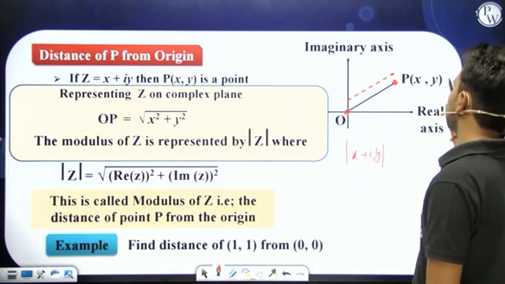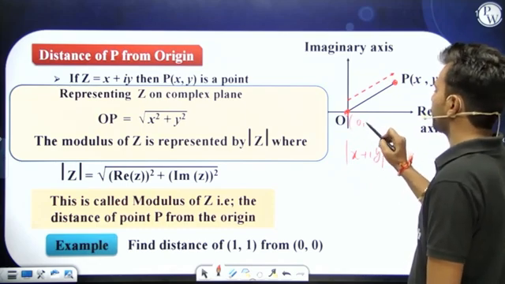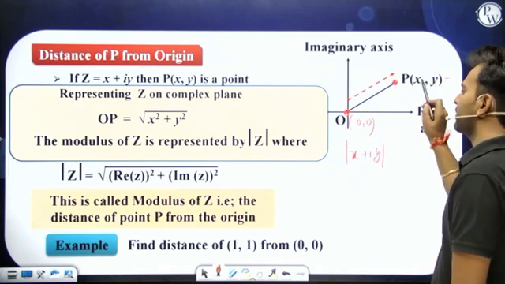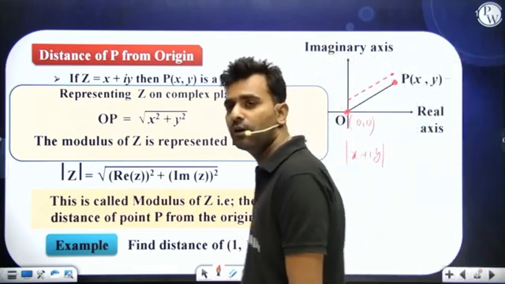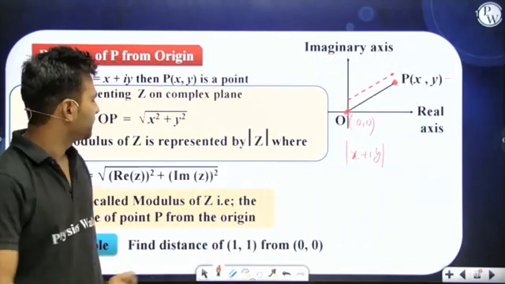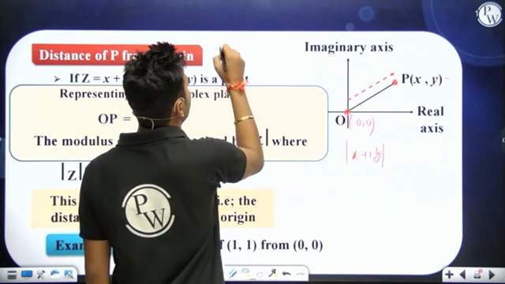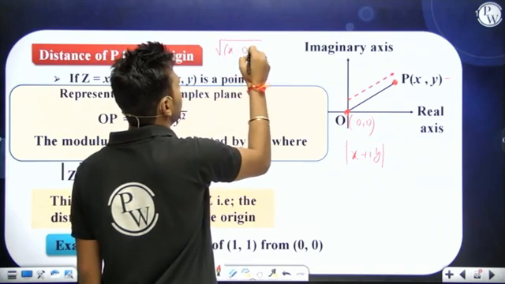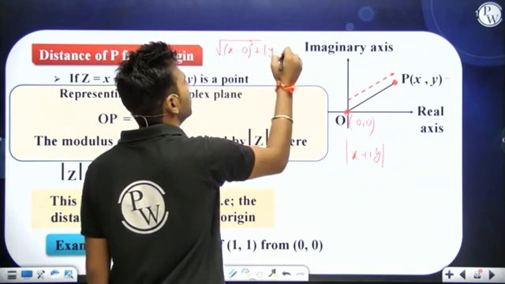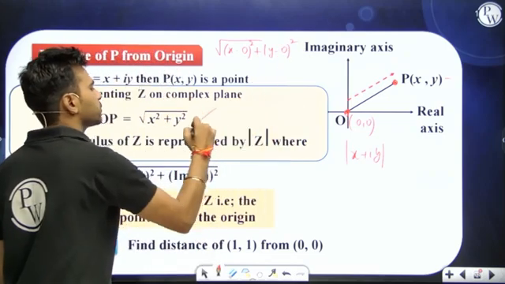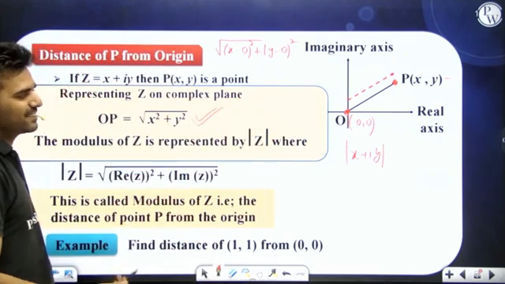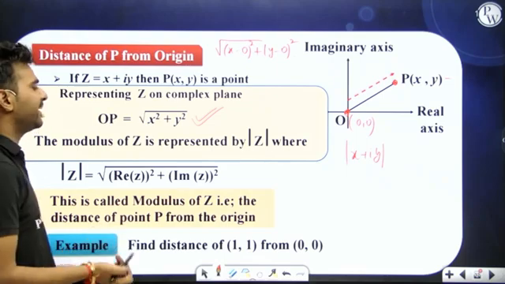I hope that in class 10th you have learnt the distance formula. So if you want to find out the distance between P and O, that is having coordinates (x, y) and (0, 0), then the distance formula can be rewritten as under root of (x minus 0) whole square plus (y minus 0) whole square, which is again equal to under root x square plus y square only. So that is nothing but the modulus of the complex number z.